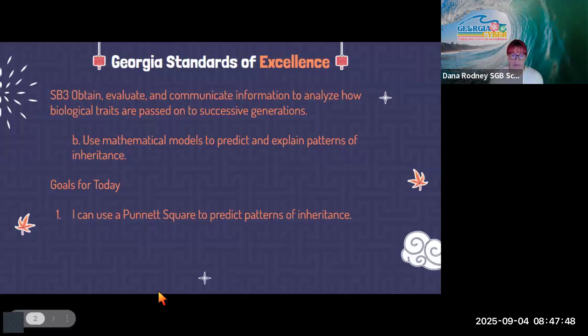We are moving into SB3, which is to obtain, evaluate, and communicate information to analyze how biological traits are passed on to successive generations. And B is our substandard. You should be able to use mathematical models to predict and explain patterns of inheritance. So your goal for today is to use a Punnett square to explain and predict patterns of inheritance.